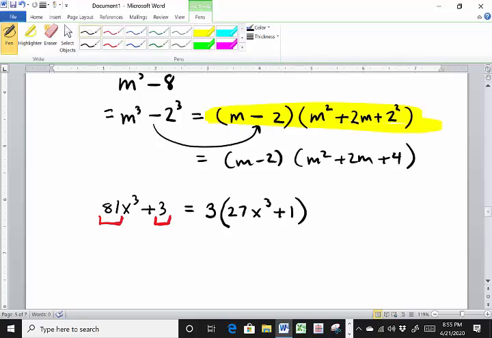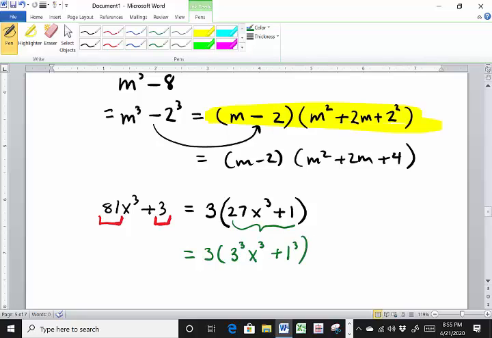And I definitely recognize that this is the sum of 2 cubes. Why? Well, 3 cubed is actually 27. And there's my x cubed. And then 1 is just 1 cubed.